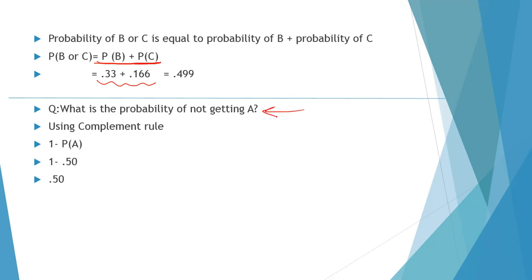Examiner can ask in this way too. What is the probability of not getting A? Using complement rule, 1 minus probability of A.